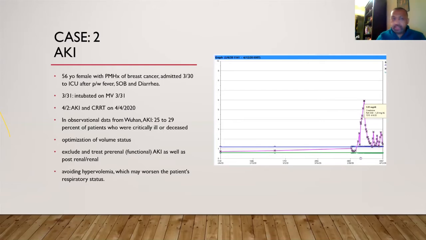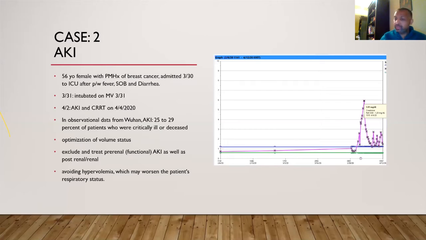By day three, it had picked up to 5.9, where less than one is normal here. So she obviously developed an acute kidney injury. She was started on continuous renal replacement therapy on the 4th. This is common. In one of the studies in Wuhan, the one I showed you, AKI was as high as 25% to 29% in ICU patients.